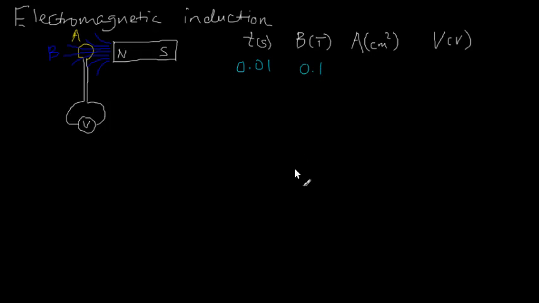Okay, and suppose that I use a small loop, quite small, with an area of say 1 centimeter squared. Now I'm going to assume that the North Pole is quite close to the loop, and that the loop is maybe a bit smaller than the North Pole, so that the magnetic flux density is fairly uniform over this area.